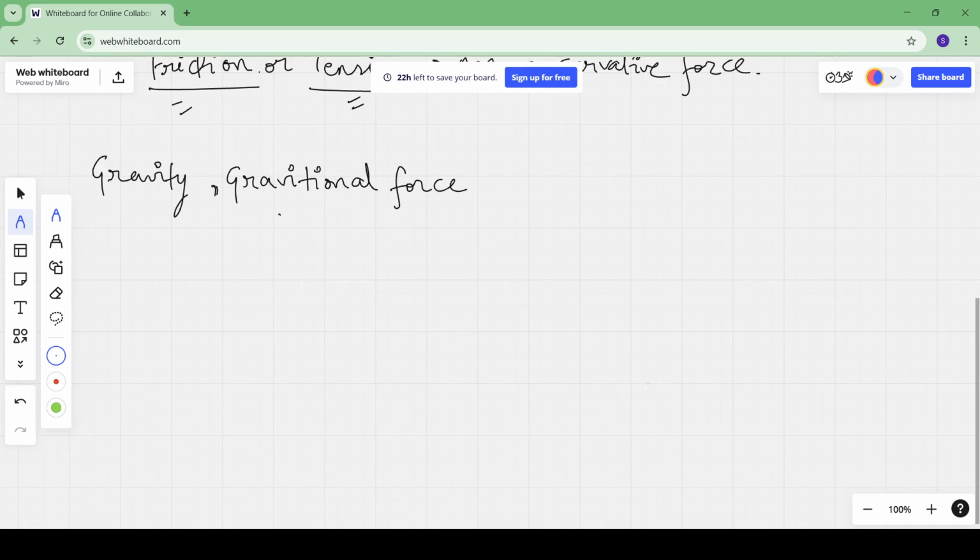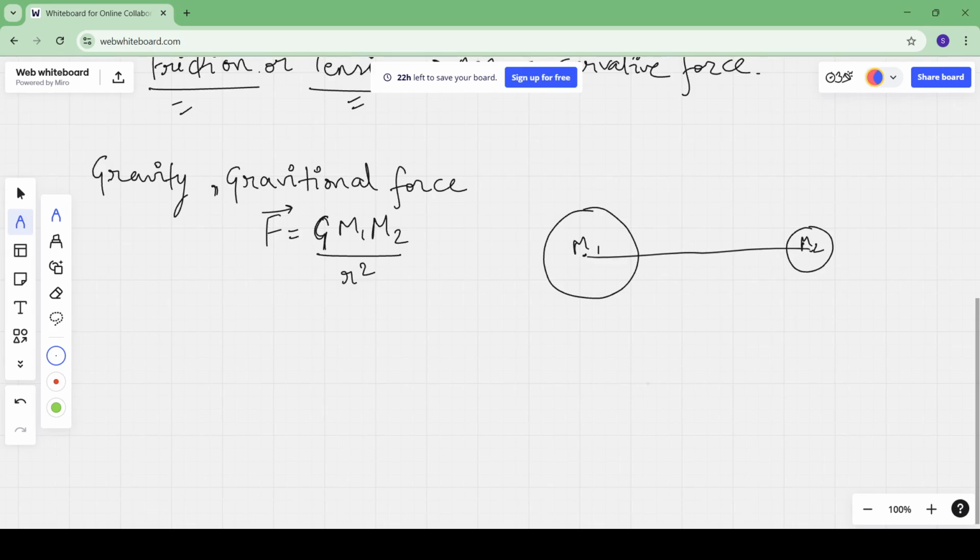Basically, there is a formula which in class 11th you must have studied: G m1 m2 over r square. This is the basic formula which you have studied in class 11 and 12. This G is called the gravitational constant. Let me draw one diagram. This is mass m1, this is mass m2, and this is the center to center distance r.